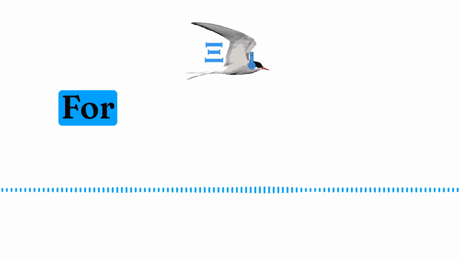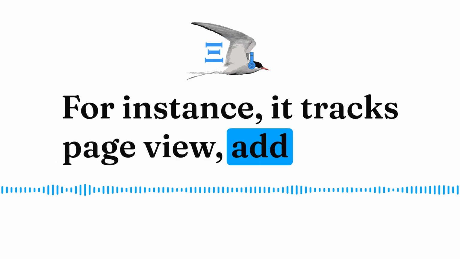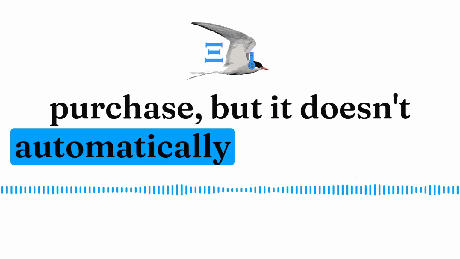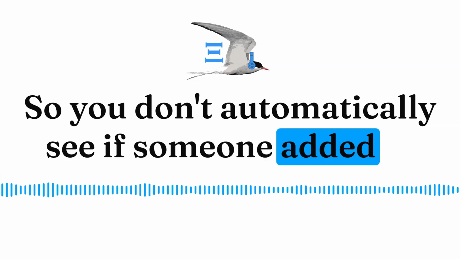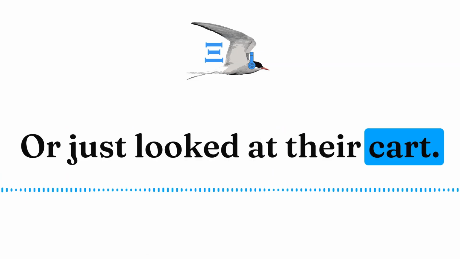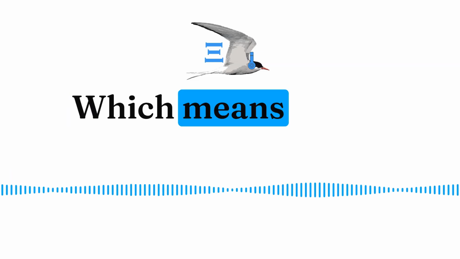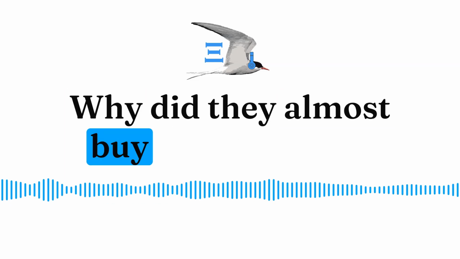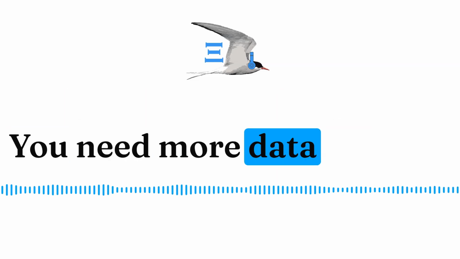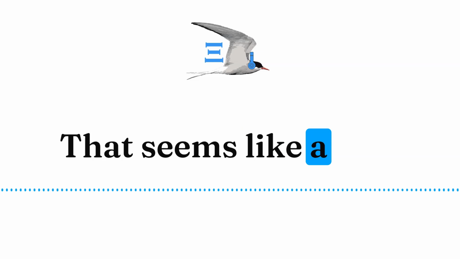Shopify's native integration, for instance, tracks page view, add to cart, purchase, but it doesn't automatically track remove from cart or view cart. Wait, really? So you don't automatically see if someone added to cart then removed it? Or just looked at their cart? Not without extra setup, no. Which means you're missing key parts of that consideration phase. Why did they almost buy but then bail? You need more data for that. Huh. That seems like a gap.